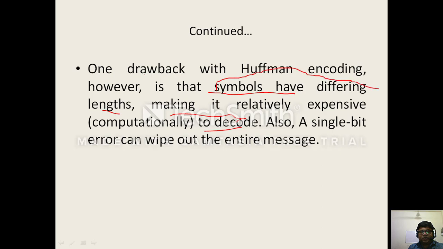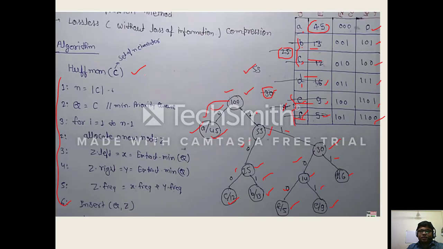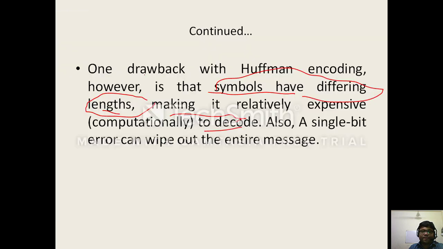Symbols have differing lengths. How? The length of symbol A is 1, length of the symbol B is 3, length of the symbol F is 4. Symbols have differing lengths, making it relatively expensive to decode. Also, a single bit error can wipe out the entire message. Okay.